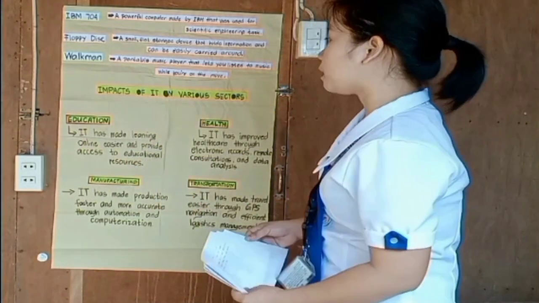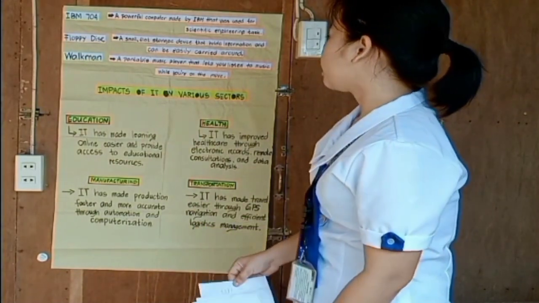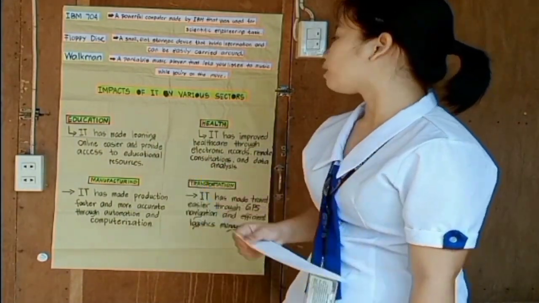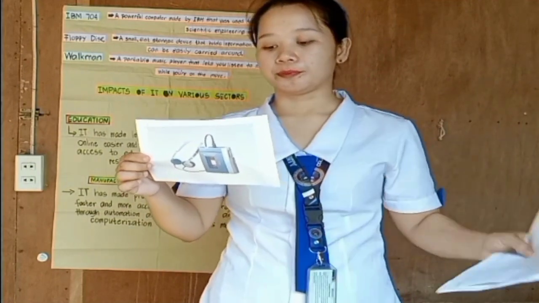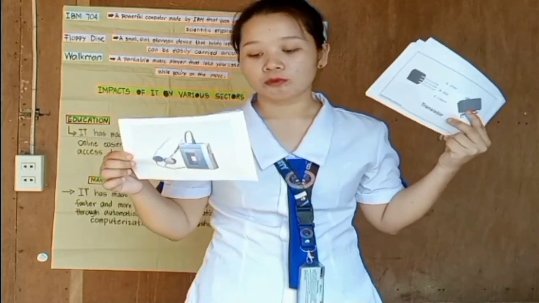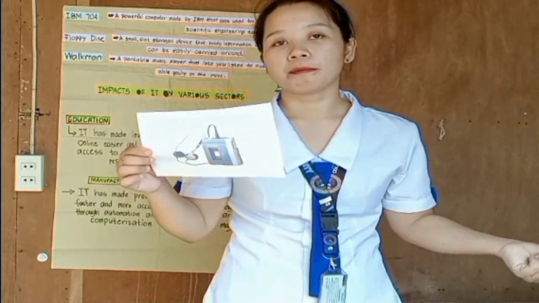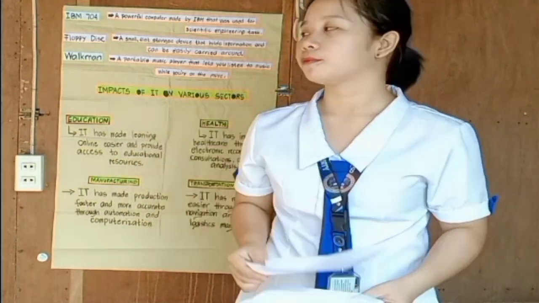So the last is the Walkman. It is a portable music player that lets you listen to music wherever you are. So here's the image of the Walkman. The Walkman is a portable audio cassette player that was introduced by Sony in the late 1970s. It allowed people to listen to music tapes on the go, and it was like a small box with headphones. It became hugely popular, changing the way people enjoyed their favorite tunes outside their rooms.